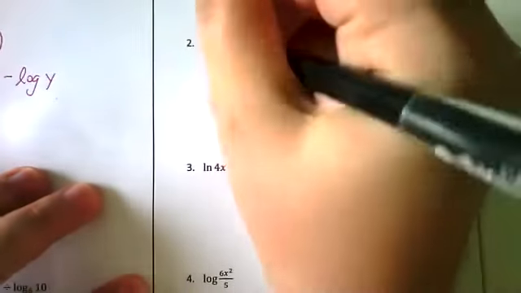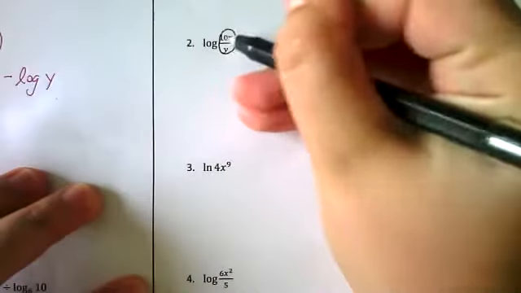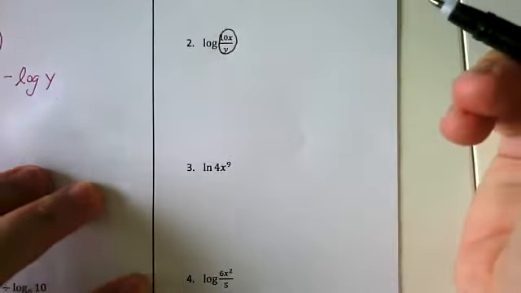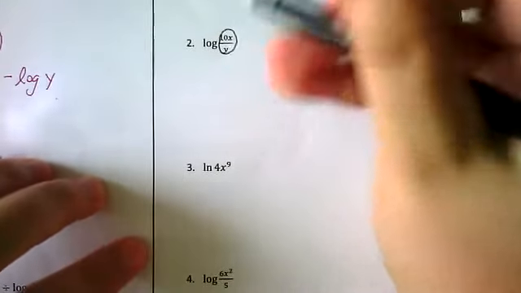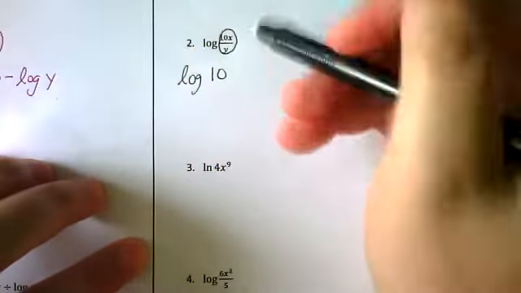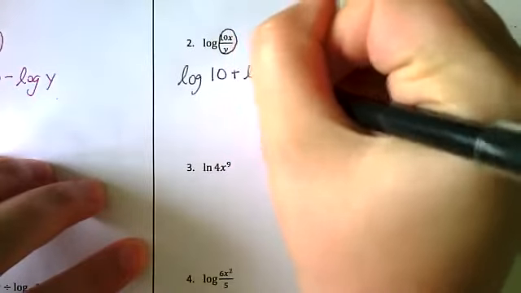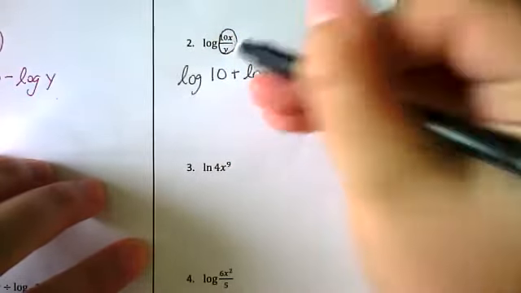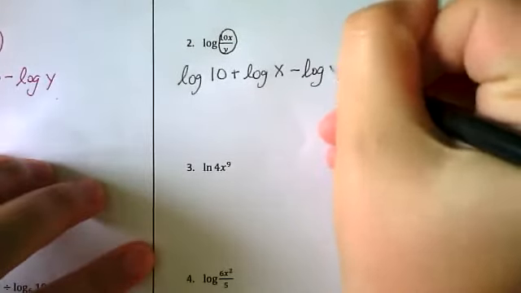Okay, for this one, again, we have 3 terms, so we're going to have 3 logs. But we have multiplication up top and we have division down on the bottom. So the multiplication turns into addition. The division turns into subtraction. So we're going to have log 10. These are being multiplied, so I have an addition sign. So plus log x. Now it's being divided by y, so then I change that to subtraction of log y.